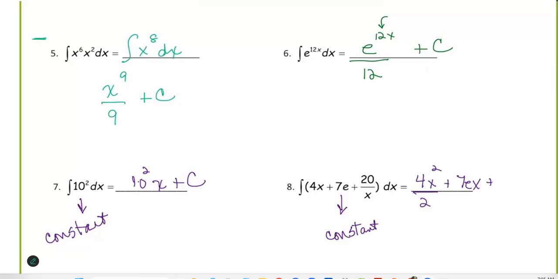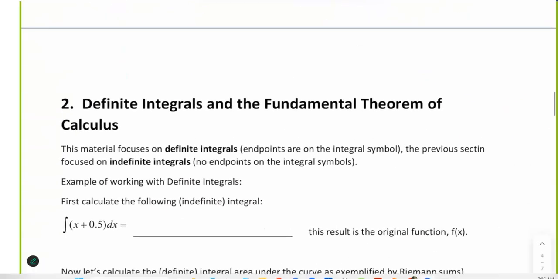Now, this is a natural log situation. So that's going to be 20, that k comes along for the ride, natural log of x, and then don't forget the c. Okay, so we can clean this up a little bit. We don't need to have a fraction there. 2x squared plus 7ex plus 20 natural log of x plus c. And we are done with the initial examples. Okay, let's see what else we have.